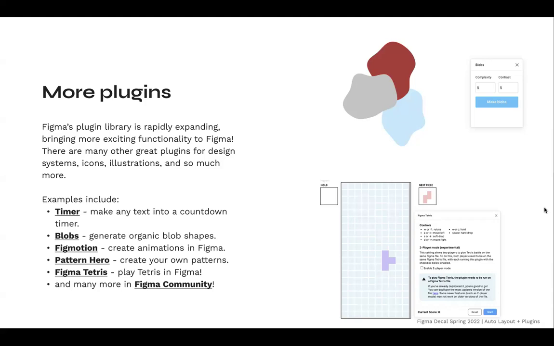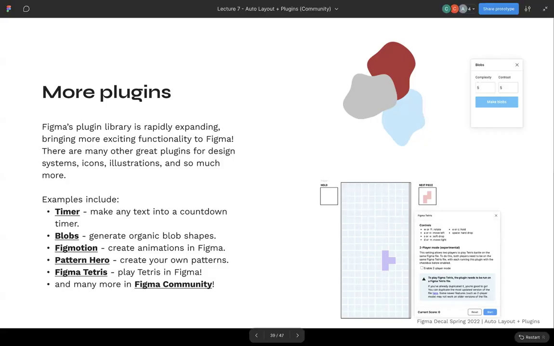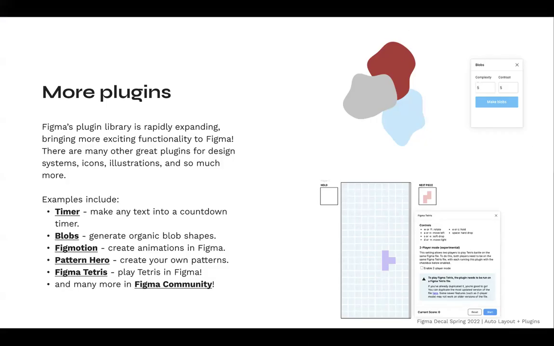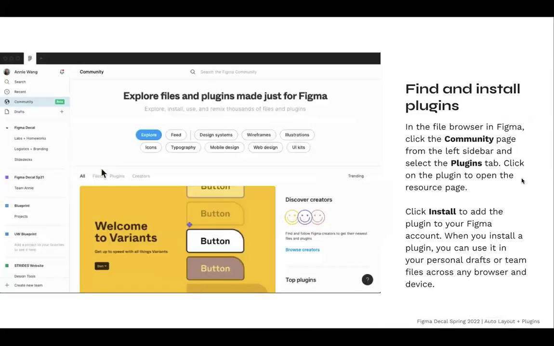There's Timer, which makes any text into a countdown timer, Blobs, which can generate organic blob shapes. This is really helpful for background layers and things like that. You don't have to sit there and draw out things with your pen, this will automatically make a little blob for you. Figma Tetris, you can play Tetris in Figma. I've never even used that one, but that looks pretty fun. And there's so many more.